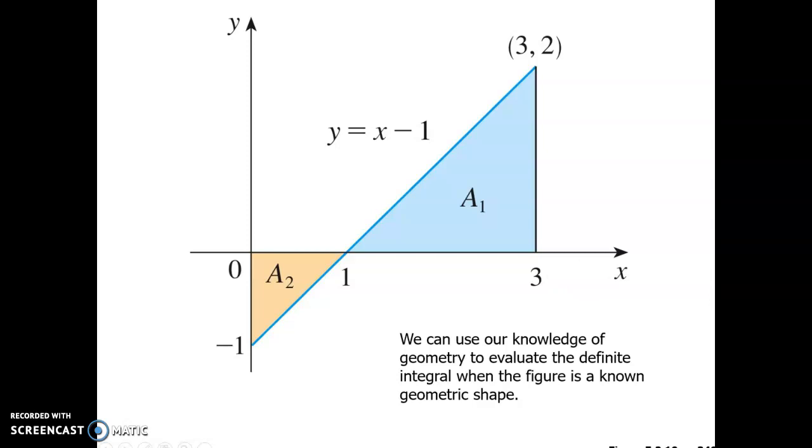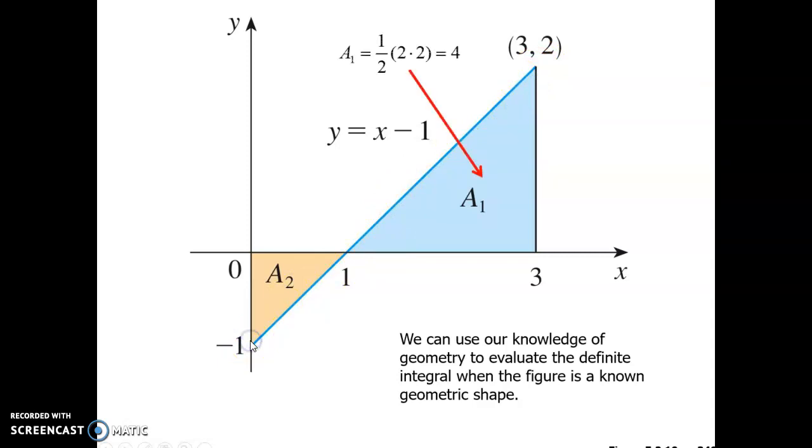So let's look at this particular picture and look at these as areas and our knowledge of geometry. See if we can use our knowledge of geometry to evaluate the definite integral when the figure is a known geometric shape like these triangles. So this is the line y equals x minus 1. You can see it right there, that blue line.